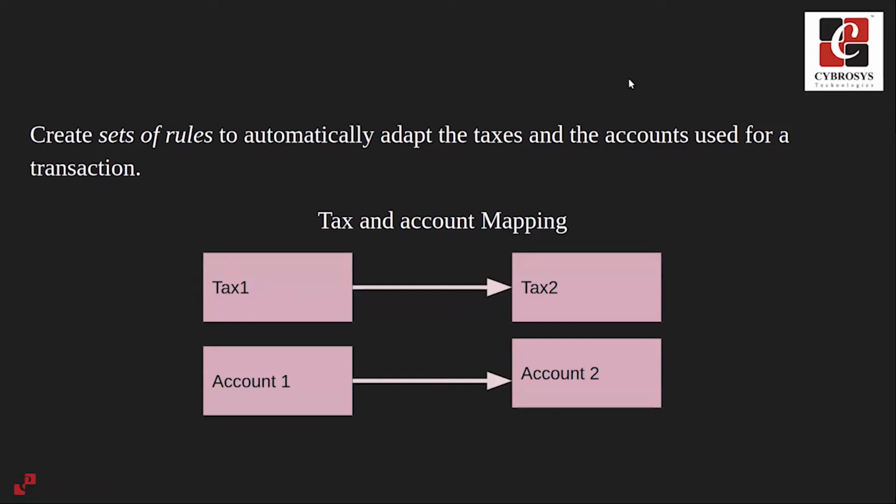It can be a transaction like creating a sale order, creating an invoice, vendor bills, and all. So we have tax mapping and account mapping. We can map a tax from one to another and an account from one account to another account inside a fiscal position.